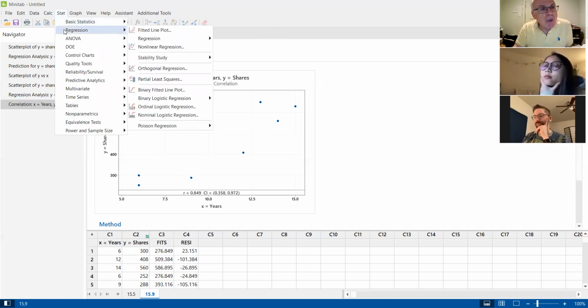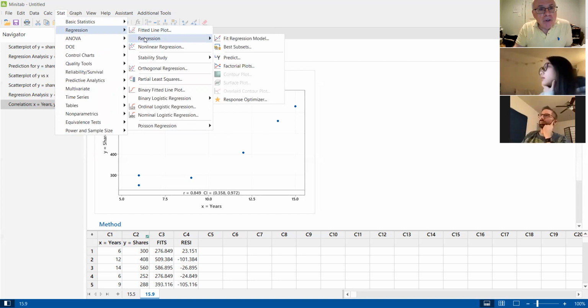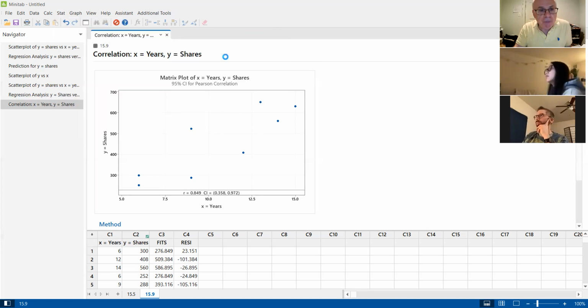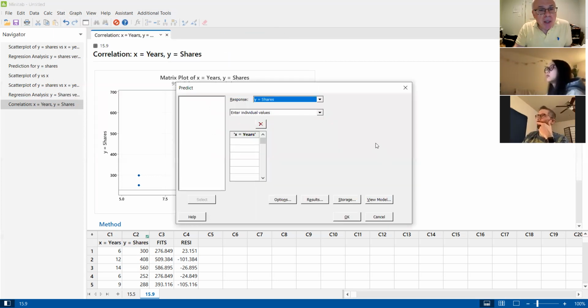So let's go back to regression. And notice we can go down to Predict. Predict means not just prediction intervals, it means confidence intervals too. I should just let you know, it means both. Now, you have a choice here.